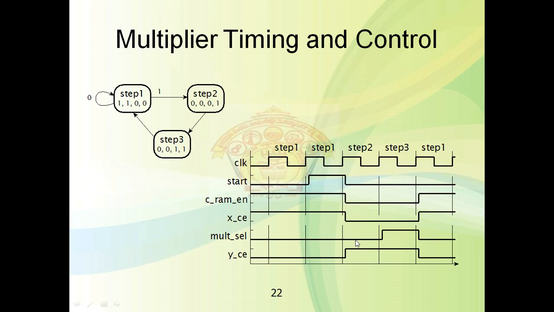This mult select is equal to 0, and hence it will select the operands, that is coefficient from the flow through SRAM and coefficient from the X register. Okay, input register, and it will take this, multiply it, and it will store into the output register. Okay, so in step 3, the data already multiplied will be stored into the output register, that we need to select.